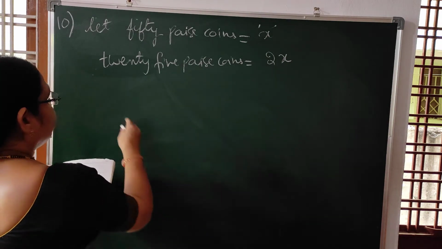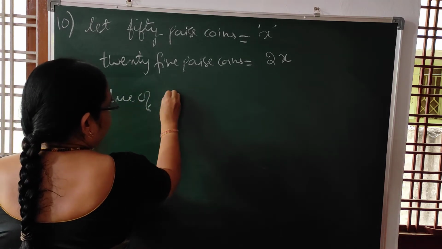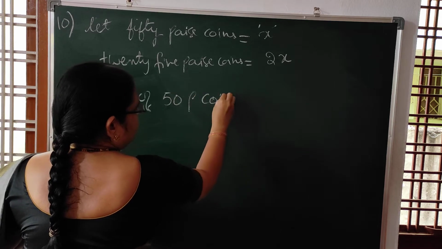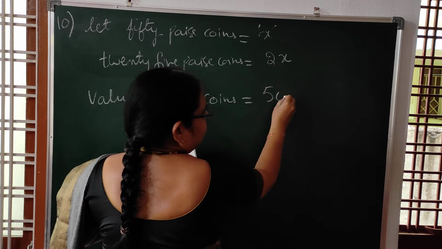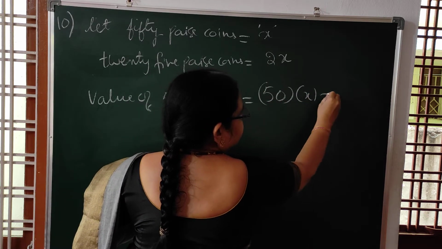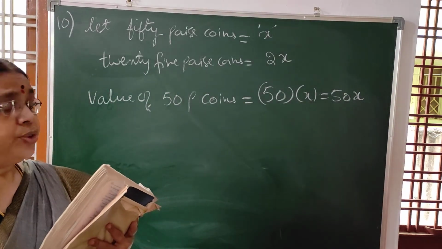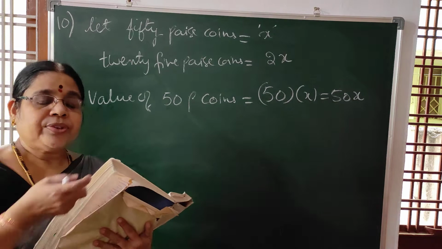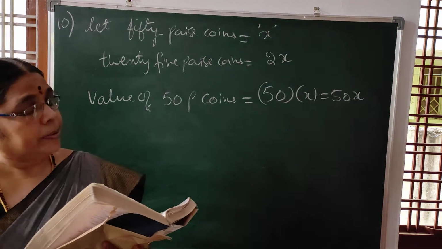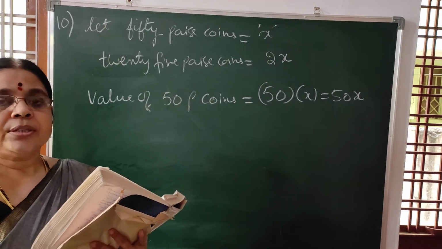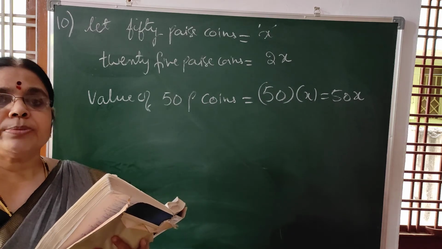Now what is the value of the 50 paise coins she has? Value of 50 paise coins is 50 paise into x, that is 50x. To find the value of the money, you multiply the number of coins with that amount. If it is 50 paise, you multiply with 50. If it is 25, you multiply with 25. If it is 10 paise, you multiply with 10, like that.